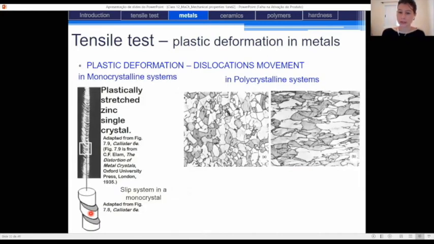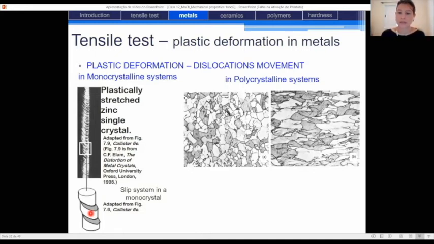And we will observe different movements for this dislocation. In monocrystalline systems, it's quite easy to determine the direction and the movement of this dislocation, and it will occur within a single system. So the dislocation will cross the whole single crystal.